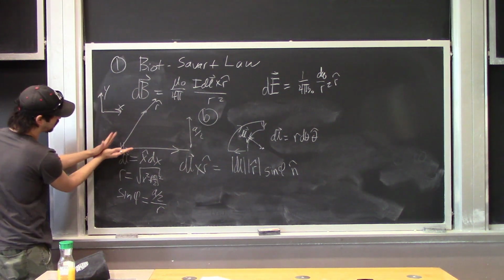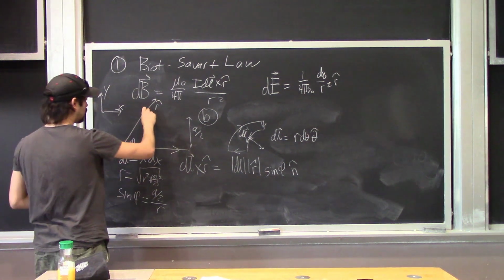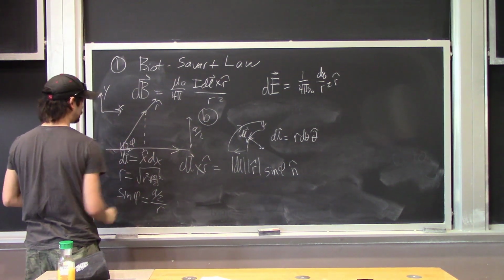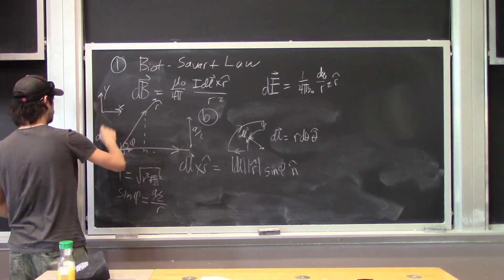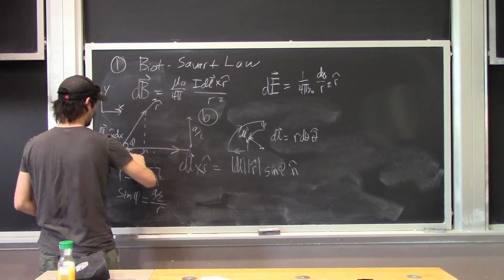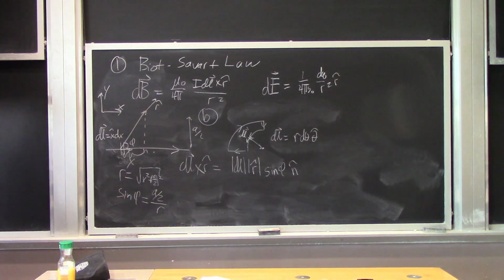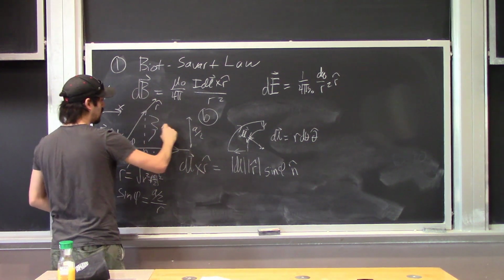Now, if dl points this way and r hat points this way, this is the angle that's in between them. This is phi. And so I can complete this triangle here. This length, let me move this over here. So dl is equal to x hat dx. This length right here is x. This length is x. This length is the length a divided by 2.